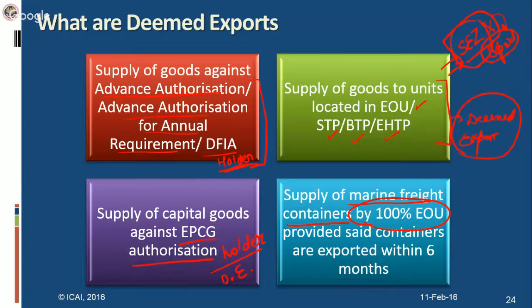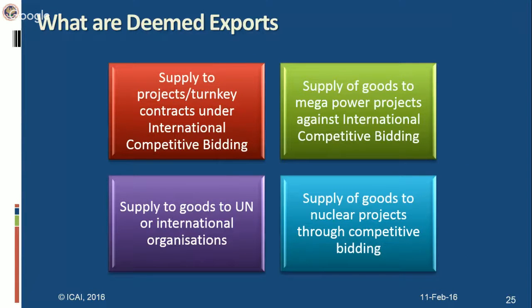So supply of a marine freight container by a 100% EOU is deemed exports. But the condition attached to this supply is that these containers should ultimately be exported, and that too within 6 months time. So this supply will also qualify as deemed exports, and all these supplies need to be made by the manufacturer. Then what other supplies qualify for deemed exports?